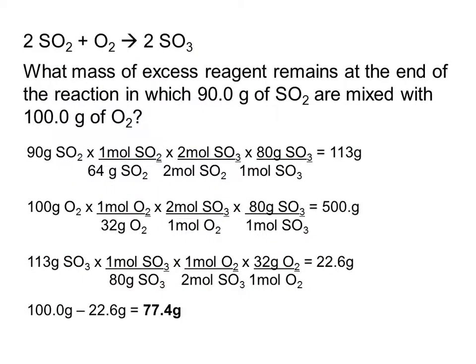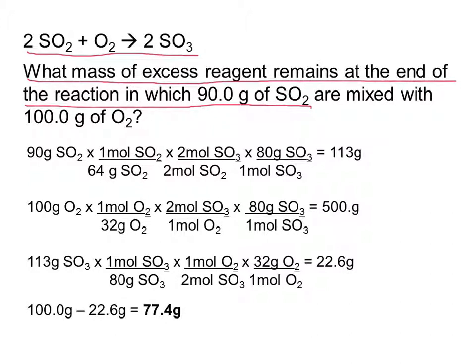We can use the same thing with a stoichiometry equation from a chemical equation. Okay, so here's an example. I'm going to walk you through this. Obviously, it's already typed out, so you can either fast forward or stop and read it on your own if you want. But here's my chemical equation. For every 2 moles of sulfur dioxide plus 1 mole of oxygen gas, it gives me 2 moles of sulfur trioxide. And the question is, what mass of excess reagent remains at the end of the reaction in which 90 grams of sulfur dioxide are mixed with 100 grams of oxygen?